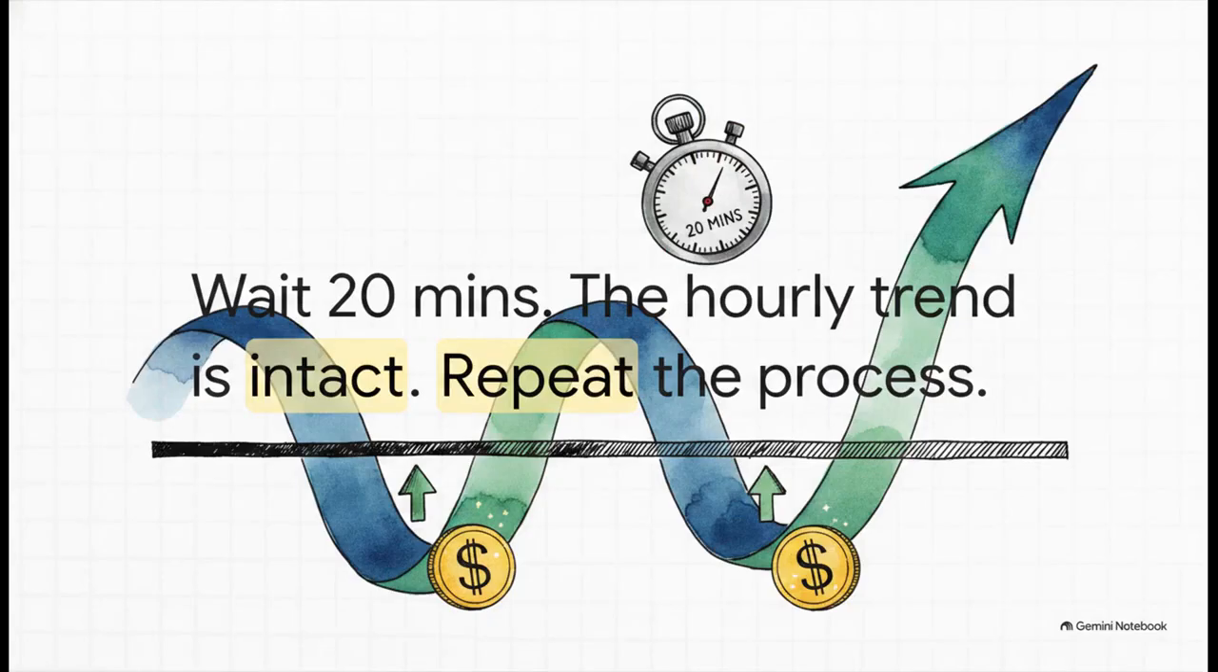But it doesn't end there. Once you bank that win, you check the context again. If that hourly trend is still perfectly intact, you wait 20 minutes. Price pulls back to that exact same hourly support, you spot another 1-minute rejection, and boom, you enter long again. You are literally riding a wave. You catch the swell, step off safely with your cash, and just jump right back on the next one.